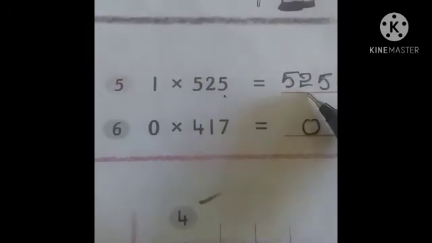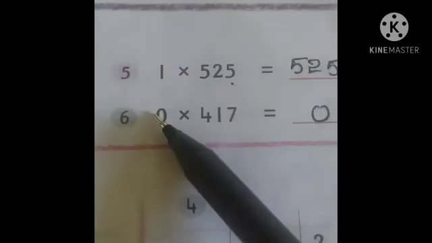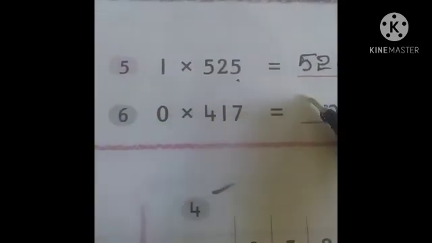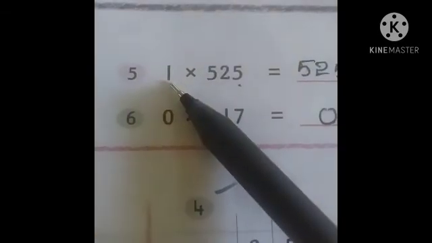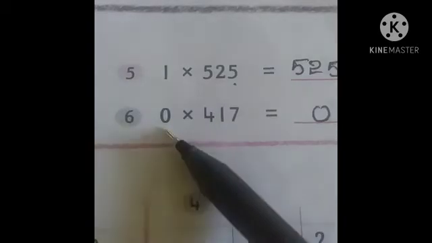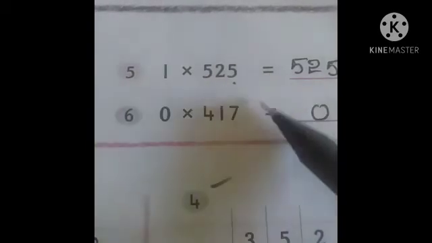Next, fifth one. 1 into 525 is equal to 525. 0 into 417 is equal to 0. Okay, when we multiply by 1, we get the same product. When we multiply by 0, we get product also 0. Don't confuse these two.